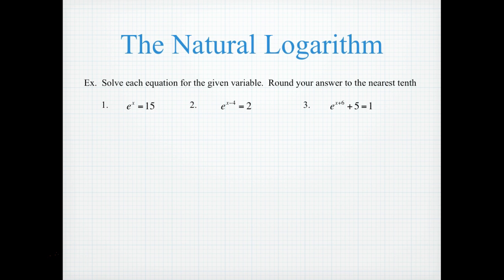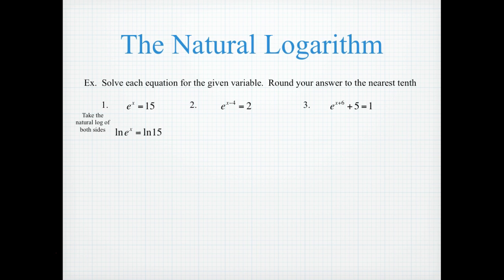In the next round of equations, we're going to solve again, round to the nearest tenth. These are equations in base e, exponential equations that we need to convert to natural log form. So we have e to the x power is equal to 15. So I take the natural log of both sides, which gives me the natural log of e to the x equals the natural log of 15.